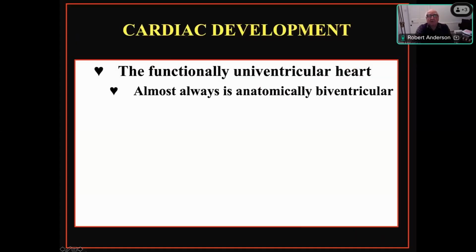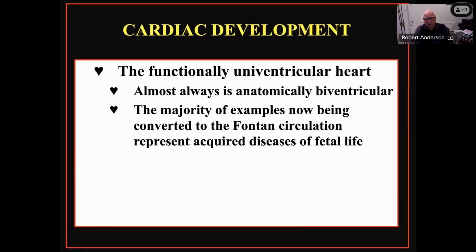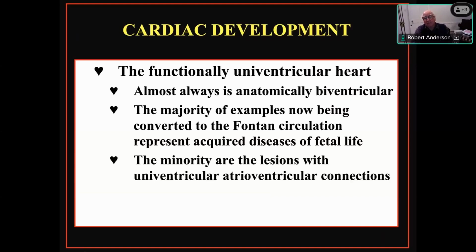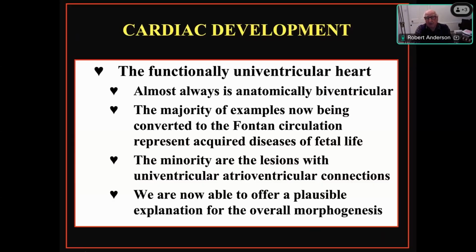So what can we say about the function of the univentricular heart? Almost always it is anatomically biventricular. Most of those that you see in the clinics that are going to be converted to the Fontan circulation are acquired diseases of fetal life. It is only the minority that have univentricular atrioventricular connections, but hopefully, as I've shown you, we can now offer a plausible explanation in terms of development for all these various lesions.